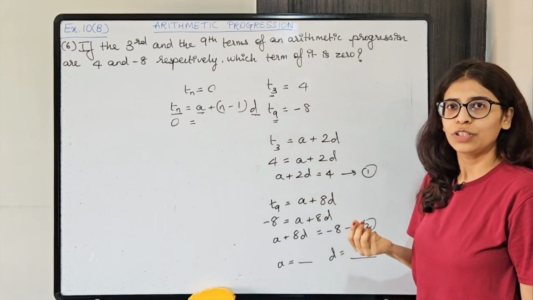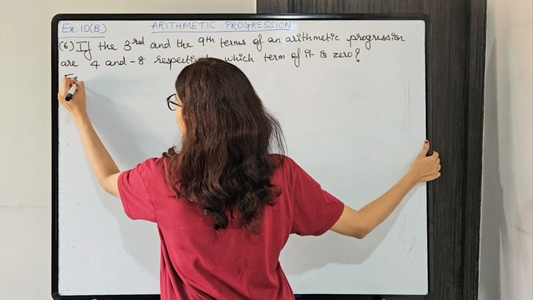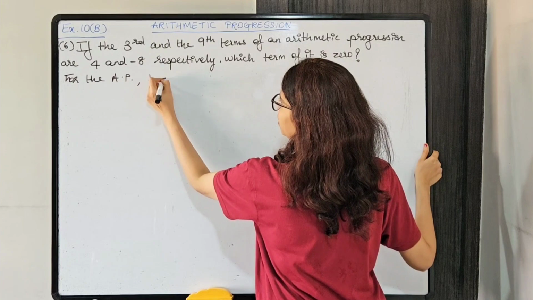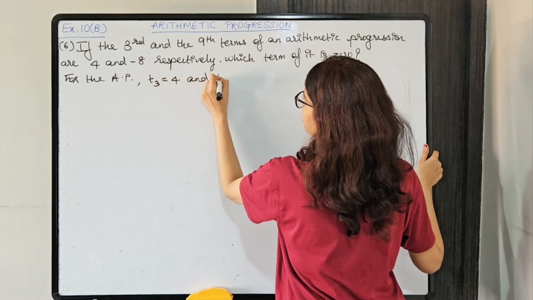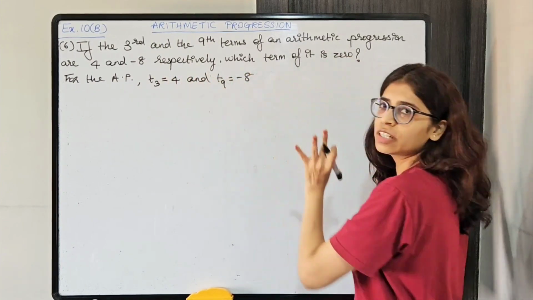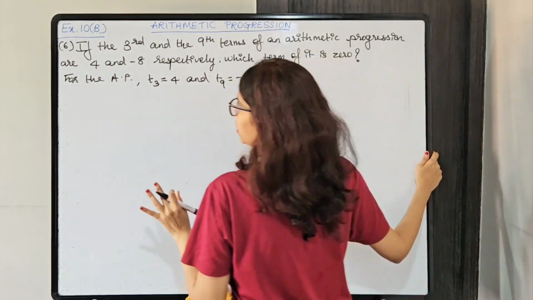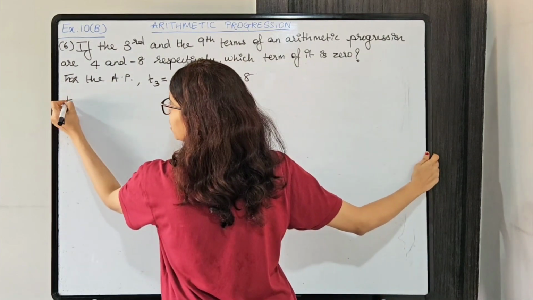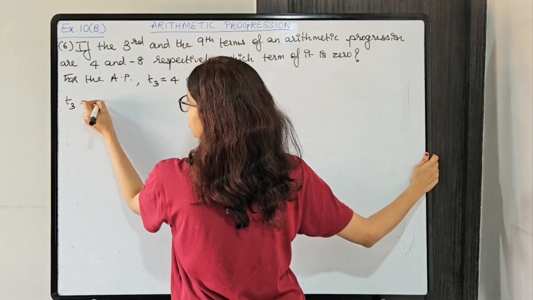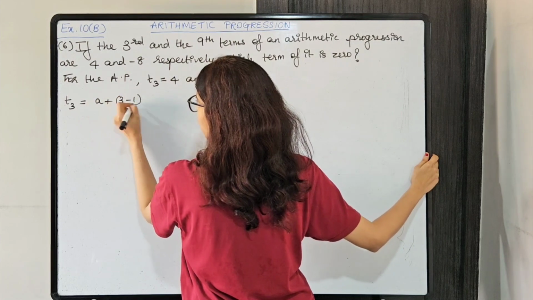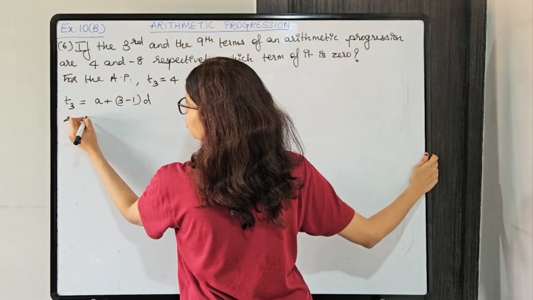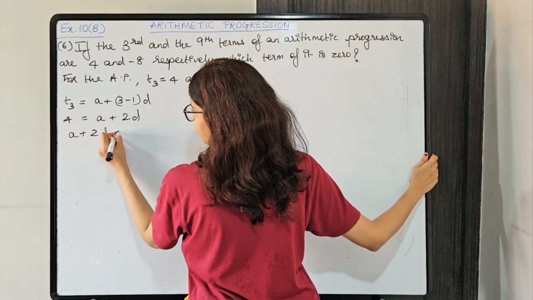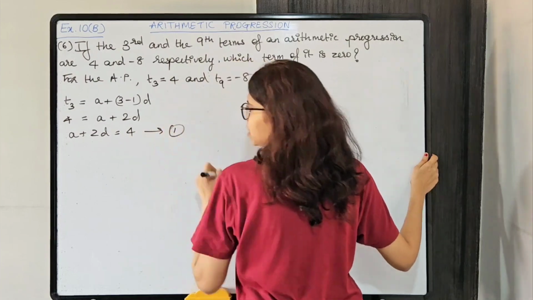Okay. So let us solve now with proper steps. For the AP, we are given T3 and T9. Write down the given first always. Now we'll get linear equation in two variables applying the formula. So पहले T3 consider करते हैं. T3 is A plus 3 minus 1D. T3 is 4. So 4 is equal to A plus 2D. Mark this as equation 1.